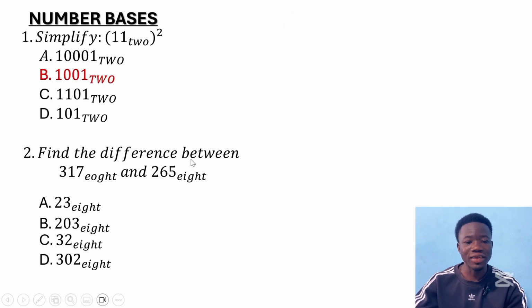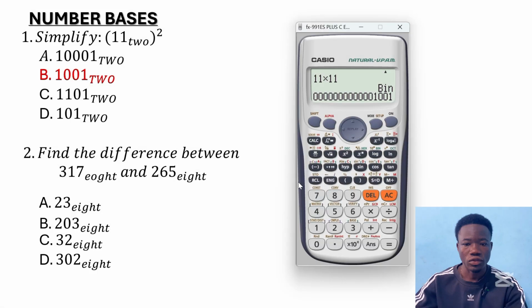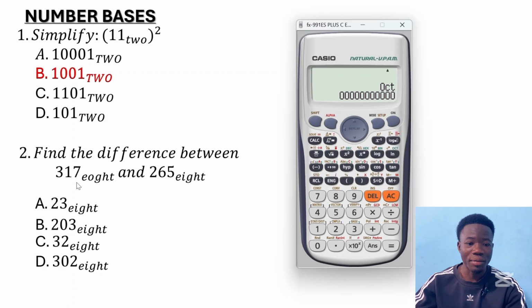Now we look at the second question. It says: find the difference between 317 base 8 and 265 base 8. Again, you need to get your calculator, clear it, and change from binary. Instead of base 2, you change it to base 8 by clicking the base symbol here. You see it has now changed to OCT, which means base 8.